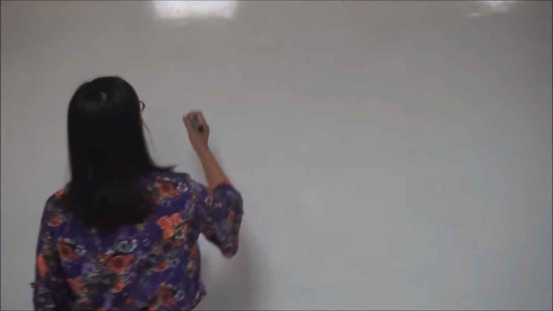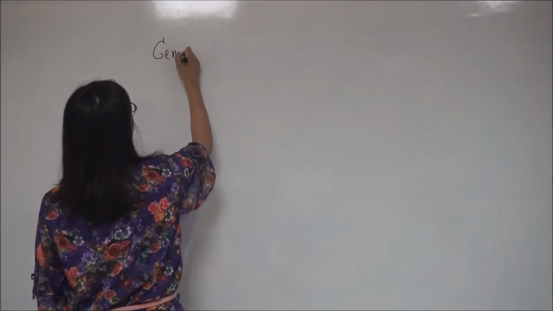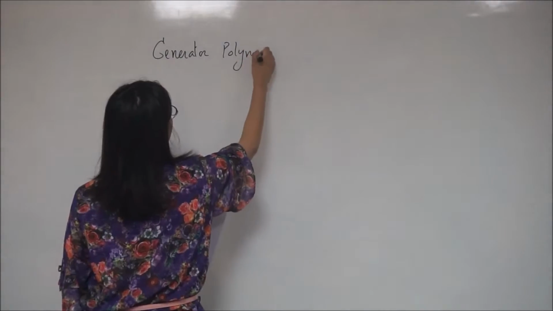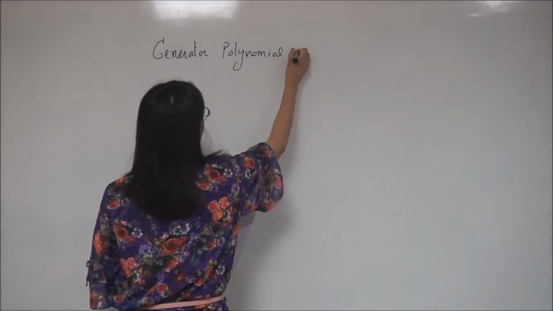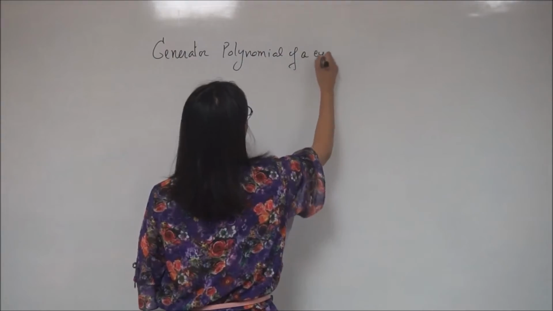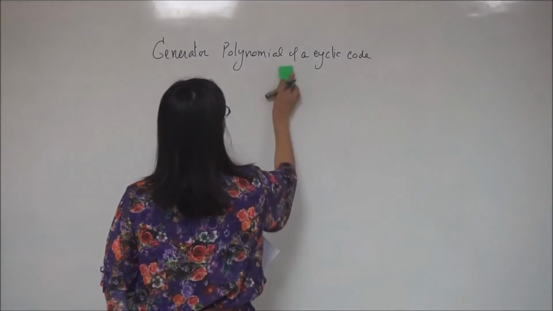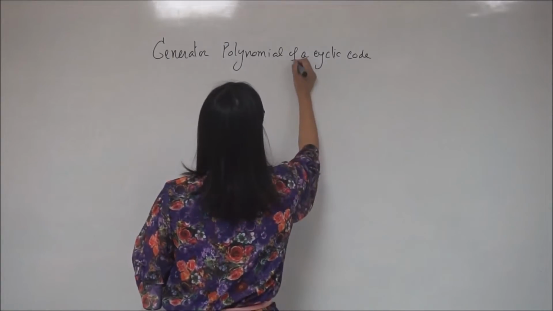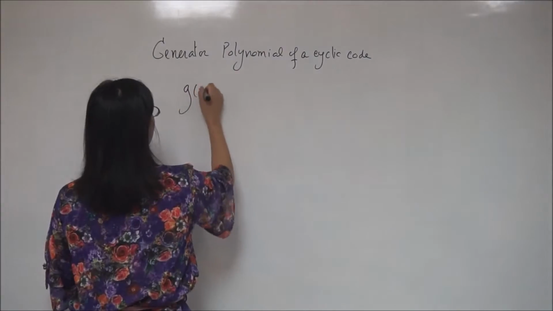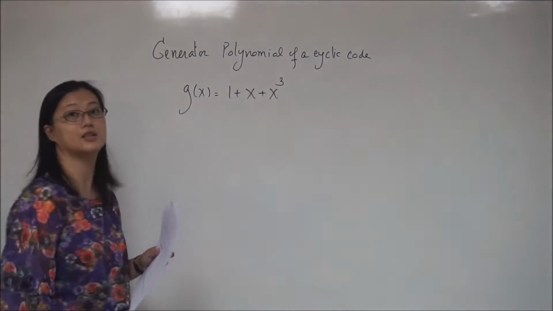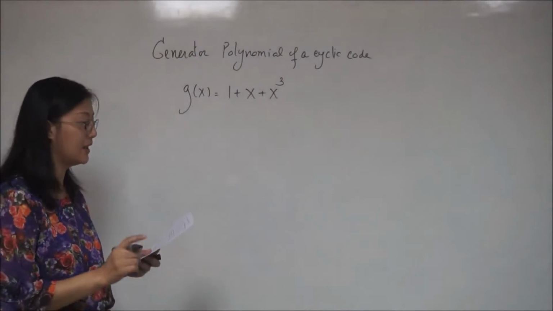For this lesson, we'll talk about how to encode a cyclic code with a shift register circuit. Suppose you have a generator polynomial of a cyclic code, like this: g(x) equals 1 plus x cubed.